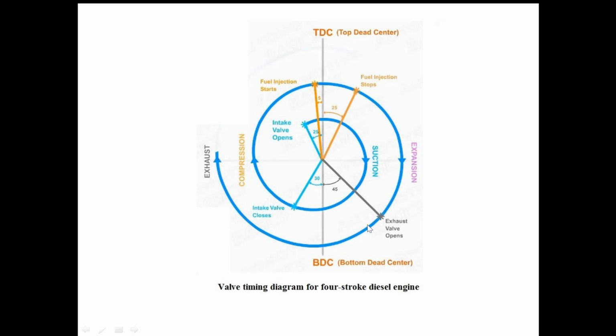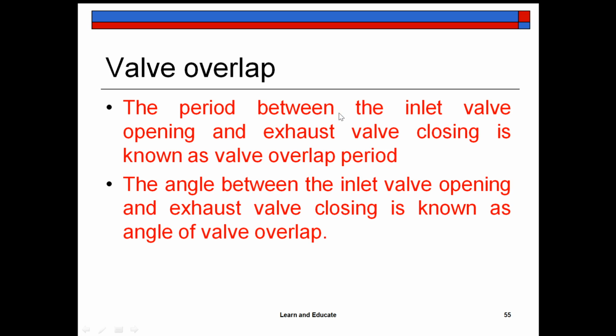Okay, this is for the 4-stroke diesel engine. So there will be a condition where both the valves are opened. That is called valve overlap period. So the angle between the inlet valve opening and exhaust valve closing is known as the angle of valve overlap. So this is how the valve timing diagrams are plotted. I hope it is clear. It is very simple, but it is very important.